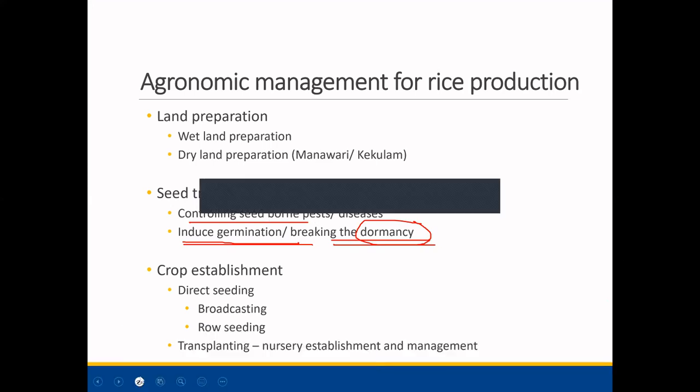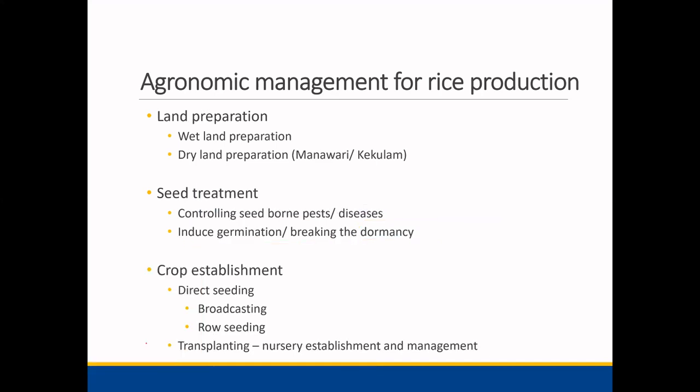So now your land is ready, seed is ready, you can establish the crop. That's crop establishment. You can establish the crop by two different methods. You can directly seed, which is called direct seeding, or you can produce the seedlings in a nursery and then transplant them. So under crop establishment, there are two methods: direct seeding and transplanting.